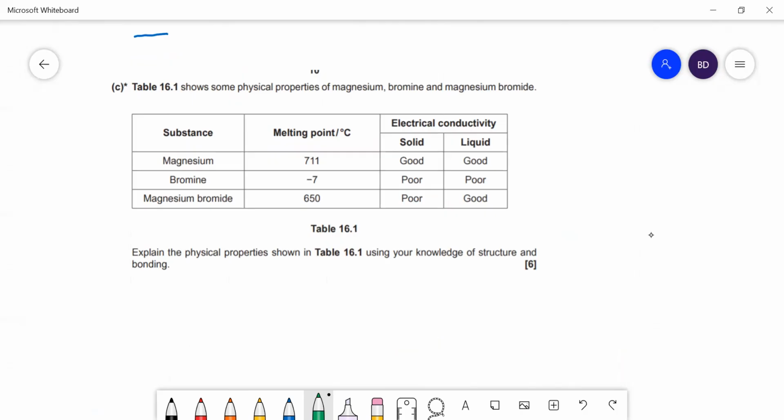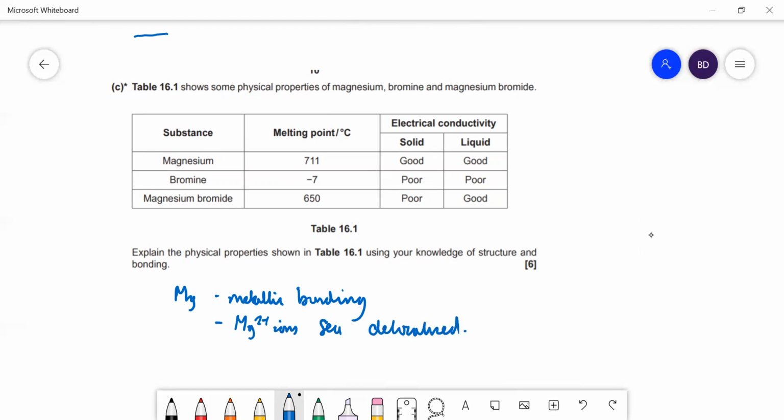I think you need to mention, let's start off with magnesium. Well, you need to say definitely it's metallic bonding, isn't it? Probably say what metallic bonding is. It's a load of magnesium 2+ ions in a sea of delocalized electrons. What is metallic bonding? It's the attraction of the positive ions for the negative electrons. That's strong, so that's why it's got a high melting point.